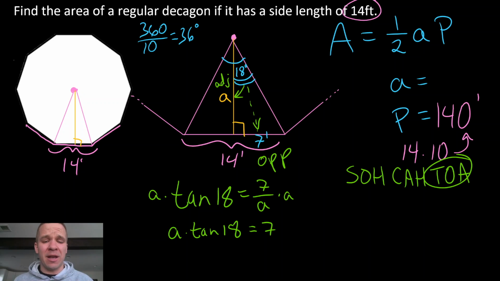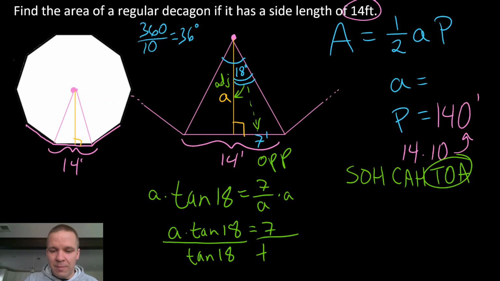I don't want to plug this into my calculator just yet because, you know what? You only round once. So I don't want to get tangent of 18, round it, and then do math. It's going to be far off. We don't want that. I want accuracy. All right. So I'm going to divide by the tangent of 18. And over here, I'll divide by tangent of 18 as well.